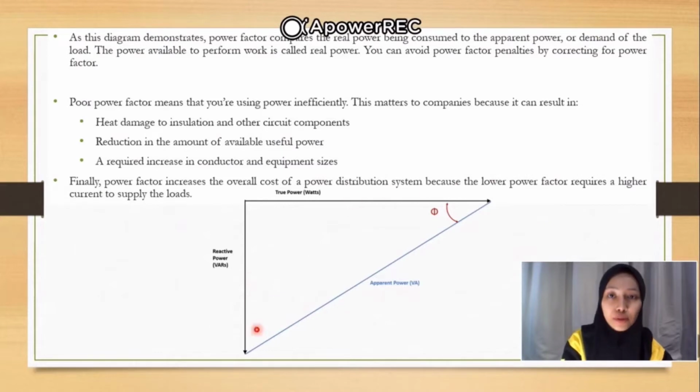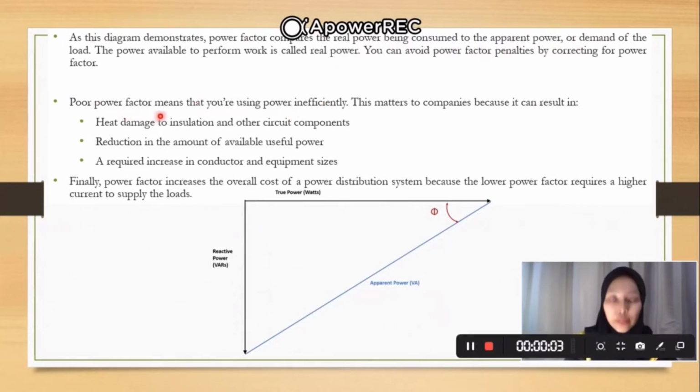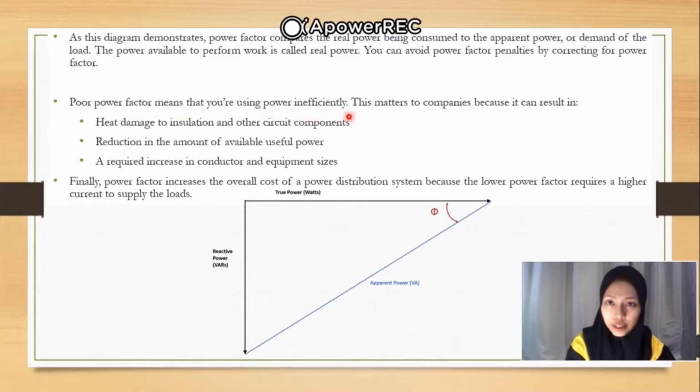As the diagram demonstrates, power factor compares the real power being consumed to the apparent power or demand of the loads. The power available to perform work is called the real power. Poor power factor means that you are using power inefficiently. This matters to companies because it can result in heat damage to insulation and other circuit components, reduction in the amount of available useful power, and a required increase in conductors and equipment sizes. Finally, poor power factor increases the overall cost of a power distribution system because the lower power factor requires a higher current to supply the load.